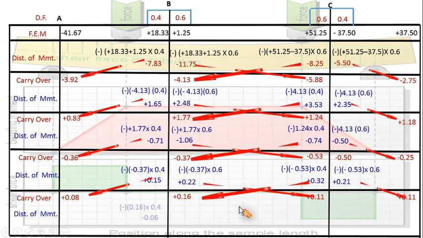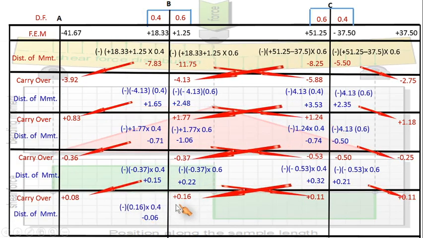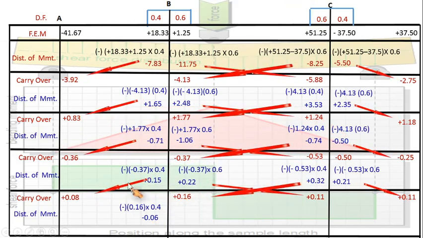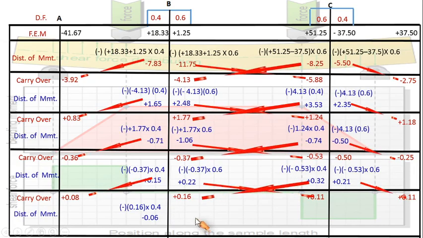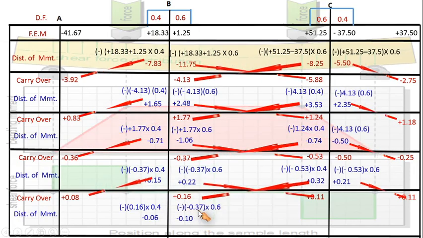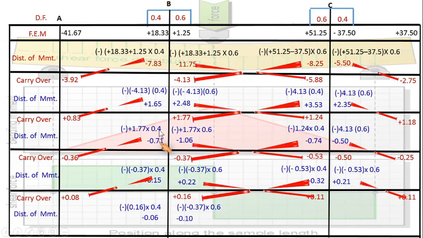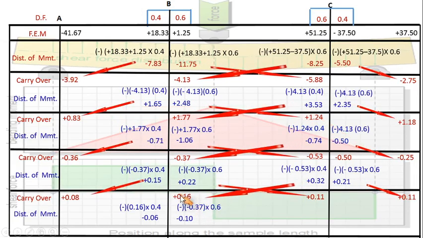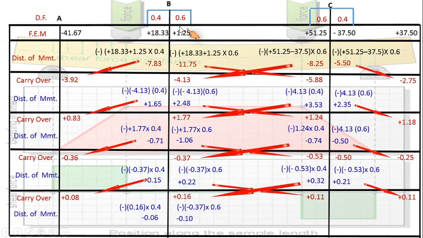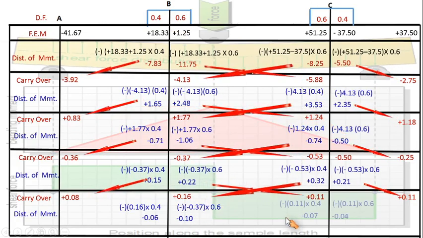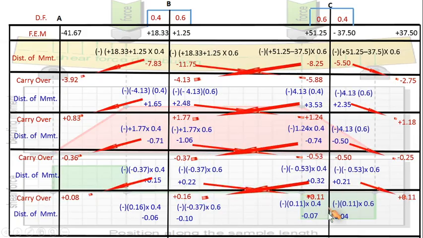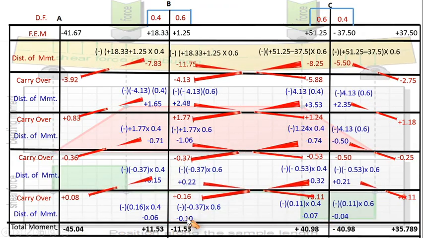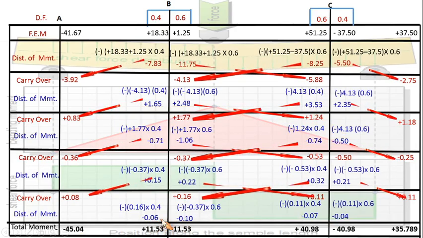Is it okay? So let us do the distribution once again. We'll perform the iteration once again. So here 0.16 into negative of 0.4, again here on the right hand side of B, 0.16 into 0.6 negative. So this is the thing. Also for C we have to do the same, and this is what we have come to know, that no more further iterations are required.